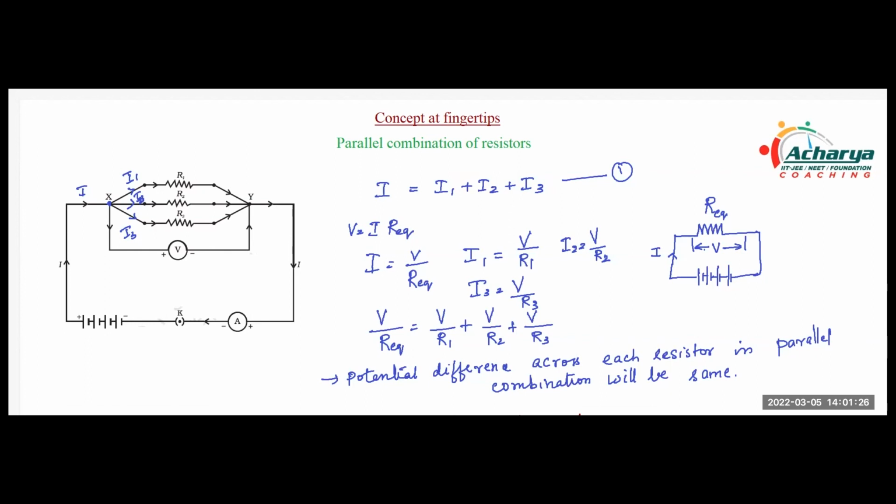So what are the main points in the parallel circuit? The current through individual branches will be different, but the potential difference across all these resistances will be the same. And the reciprocal of the total or equivalent resistance will be equal to the sum of reciprocals of individual resistances.